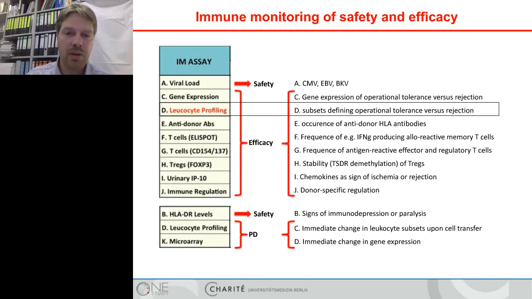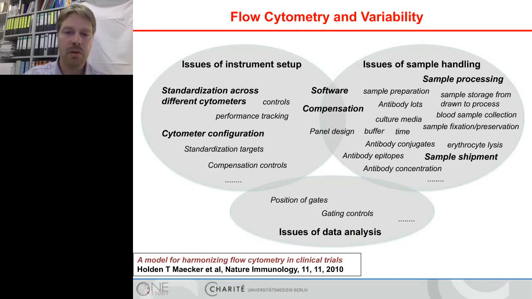And we perform immune monitoring to test the efficacy of the cell products. So we combine gene expression determination and the leukocyte profiling via flow cytometry. We determine the occurrence of anti-donor HLA antibodies, or we look at the stability of Tregs via the TSDR demethylation. Within all these tests, flow cytometry, together with different pre-analytical factors, has the highest variability. Therefore, it is crucial to standardize this method.